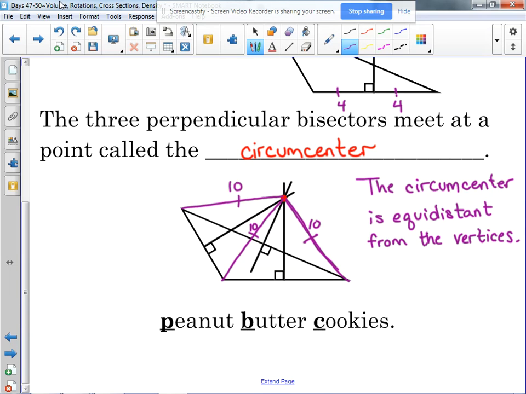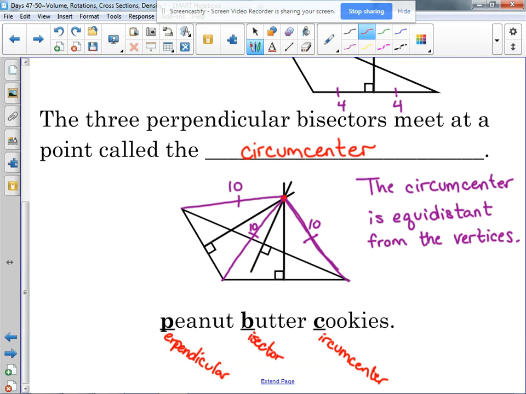Okay? So the last 3 words of our sentence are peanut butter cookies. Perpendicular bisector, circumcenter. So all of my children are bringing in peanut butter cookies. Altitudes, orthocenter, medians, centroid, angle bisectors, incenter, perpendicular bisector, circumcenter. If you can remember the sentence, you should be able to remember what creates them and what the center is.